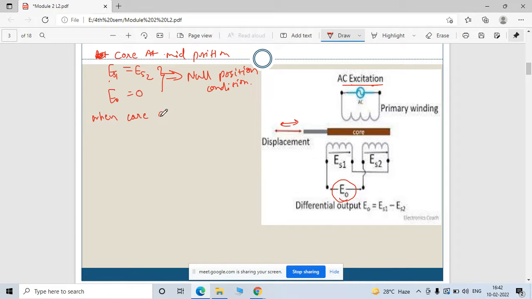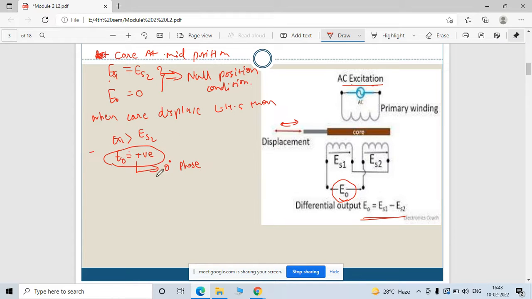So when the core is displaced to the left hand side, then this ES1 is greater than ES2, right? So in this case ES1 अगर बड़ा है, so e output क्या होगा? E output is nothing but your ES1 minus ES2. So ES1 is greater, this is positive, right? And if this is positive, so you can say that this is your 0 degree phase shift, right?